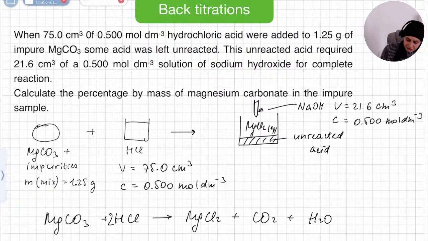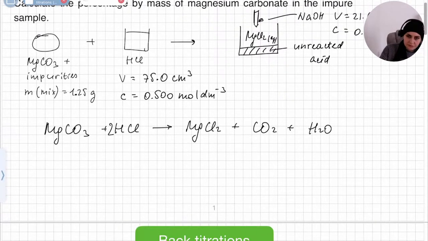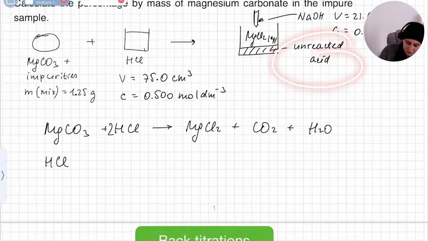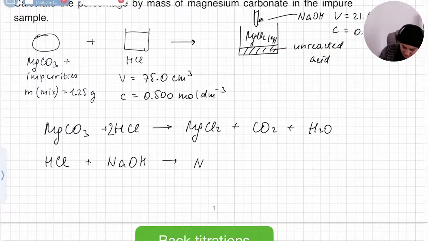And the titration reaction would be HCl that was left over, so unreacted acid, with NaOH that you're adding from the burette, gives you NaCl and H2O.